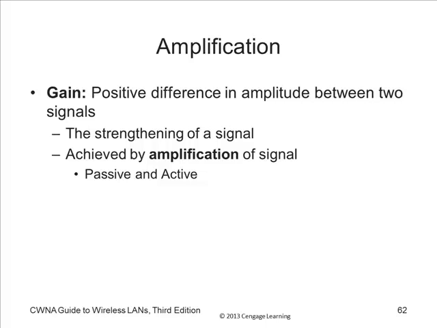So gain, the positive difference in amplitude between the two signals, how much we're going to make the signal bigger. Two different types of gain. We're going to have active gain and passive gain. Active gain is where we actually change the amplification by using input power. That's where we're going to get that heat. That's Jody's studio here. He's going to plug it in, he's going to turn the power up, and he's going to pay the electric bill.